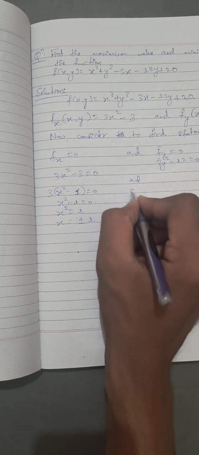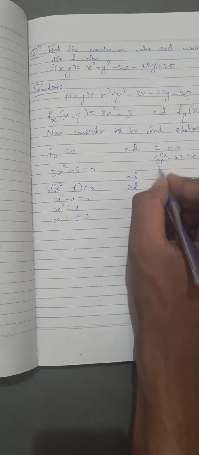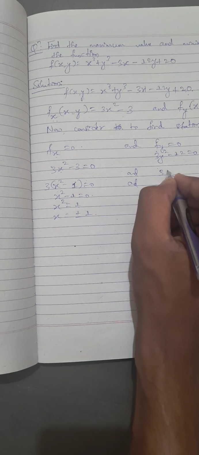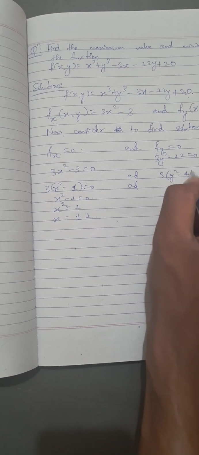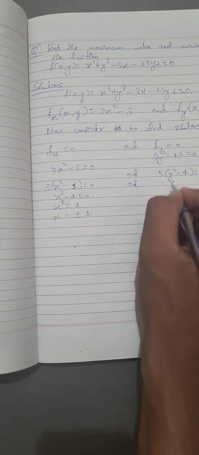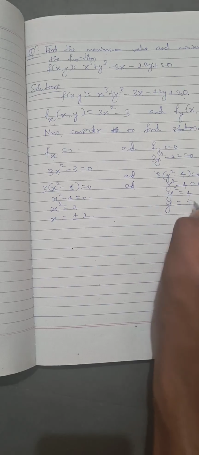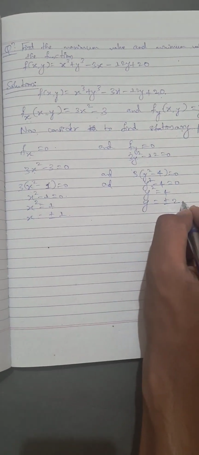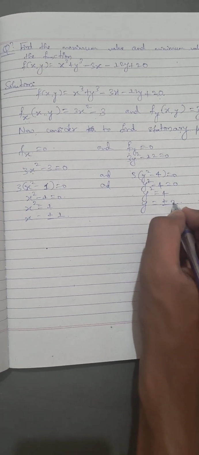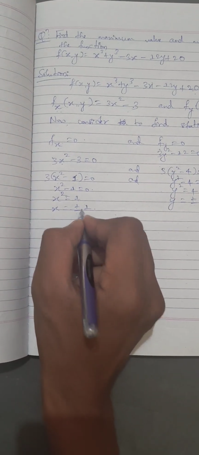And here also, take 3 common: y square minus 4 equals 0. Divide both sides by 3. What will you get? y square minus 4 equals 0, so y square equals 4, and y equals plus or minus 2. Is it clear? So this is the value of y, that is plus or minus 2, and x equals plus or minus 1 we got.